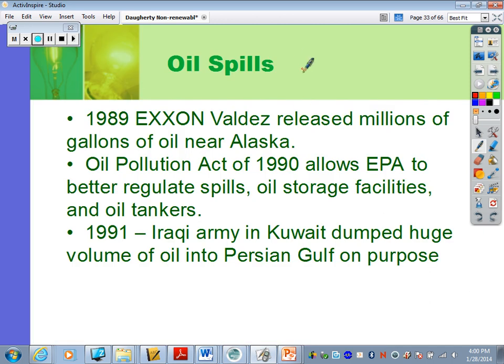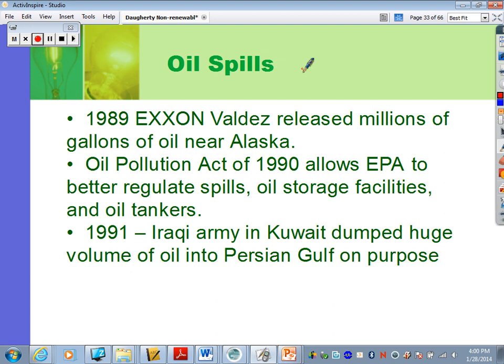Okay, and then another issue we have with oil is oil spills. I left a really important one off here, the BP one, but here we have one in the late 80s, the Exxon Valdez. Millions of gallons were released near Alaska. In 91, we have the Persian Gulf oil spill, and here what happened is the Iraqi army actually dumped a huge volume of oil into the Persian Gulf on purpose to hurt other countries. And then here we have a pollution act. It says the Oil Pollution Act of 1990 allows the EPA to better regulate spills, oil storage facilities, and oil tankers. So that came about after this first spill.